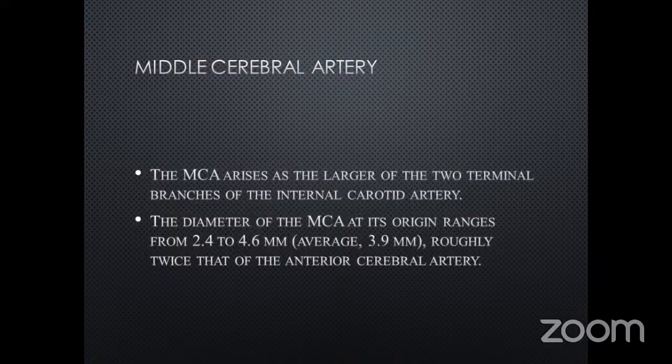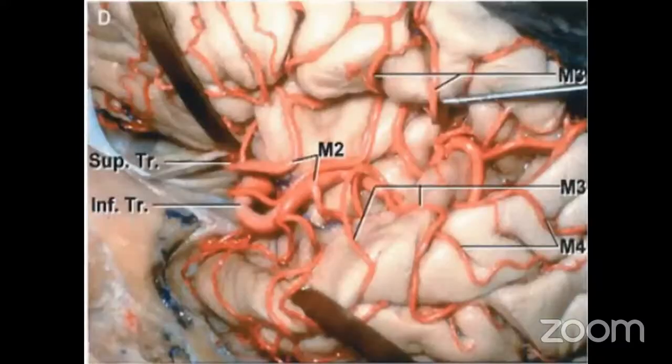So it arises as the larger of the two terminal branches of the internal carotid artery, and its diameter ranges from 2.4 to 4.6 millimeters, roughly twice that of the ACA.